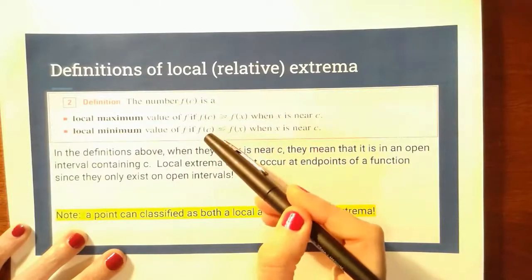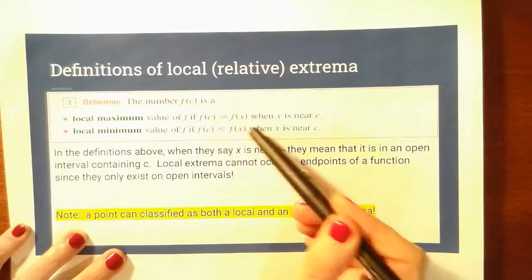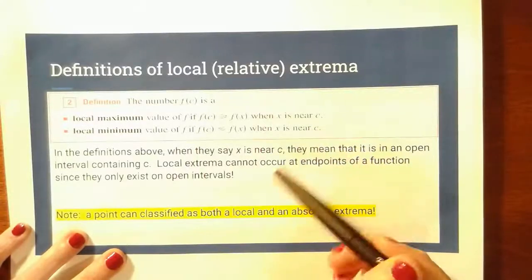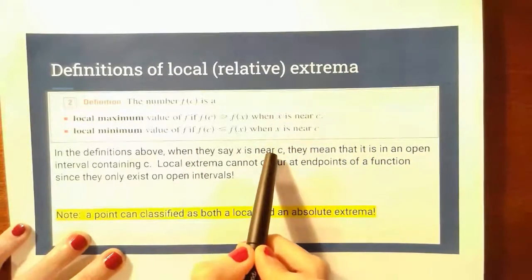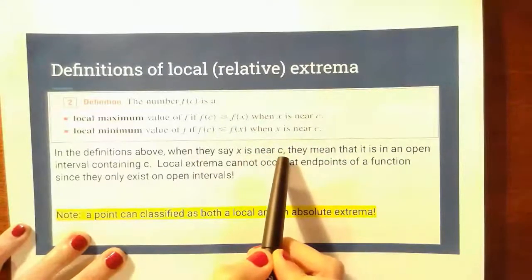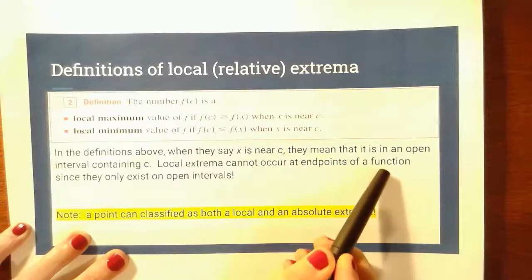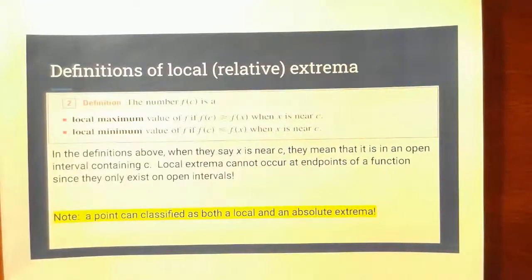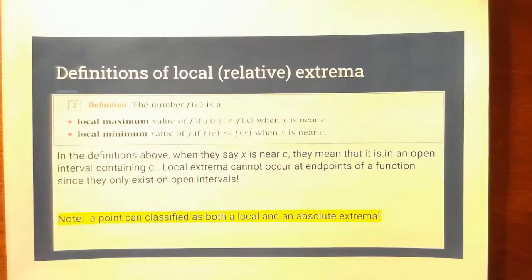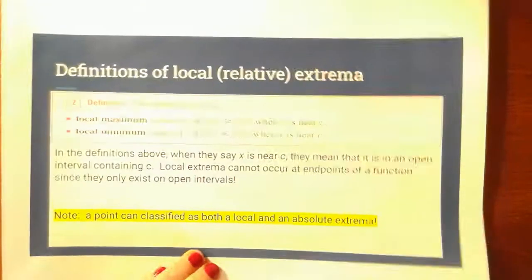Or if we want to go for a minimum, then this y coordinate would be lower when the values for x near that point were a little bit bigger than that. So again, the big change here is that in local extrema, we're talking about the value of x being near where we're saying that this point occurs. And so we're looking at an open interval that has that point C somewhere in between it. So like I mentioned on the previous slide, local extrema cannot occur at endpoints of a function because they need to be inside an open interval. And as we saw, a point can be classified as both a local and an absolute extrema when they're living within the function itself.